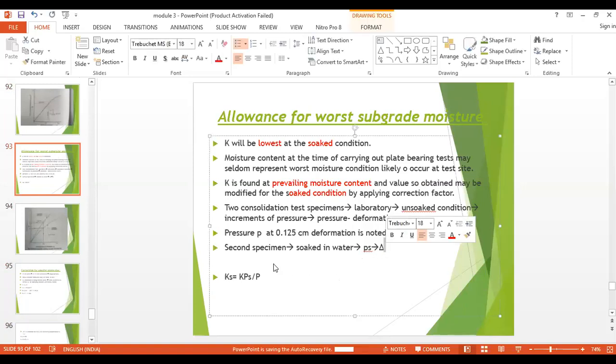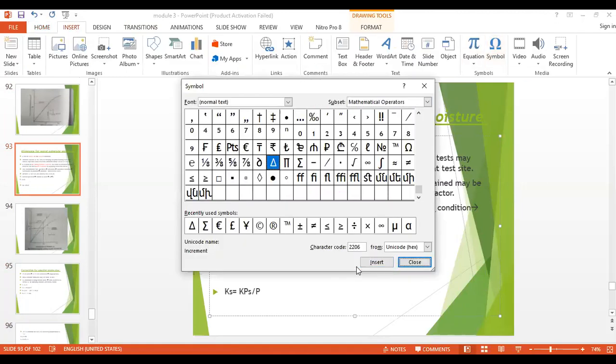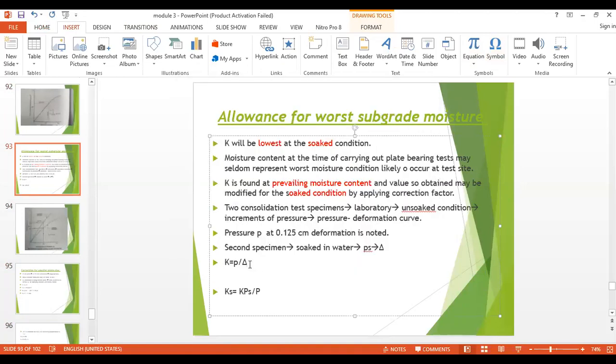Initially, the equation was K is equal to P divided by delta, right? That is K is equal to P divided by 0.125. This will be in unsoaked condition. Next, for soaked condition, the equation becomes Ks is equal to Ps divided by, again, delta is 0.125.